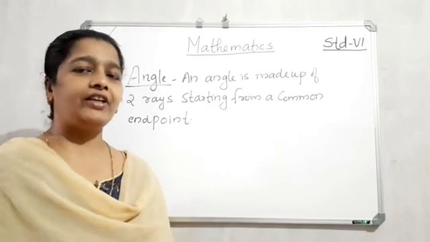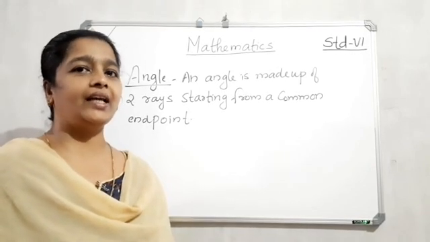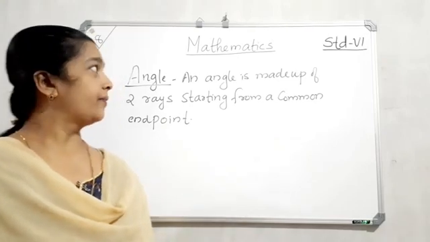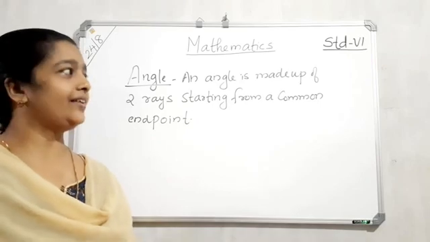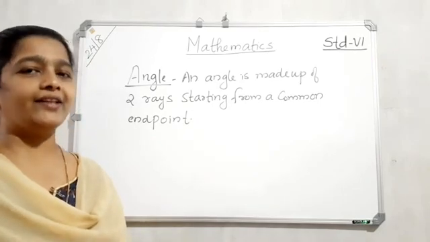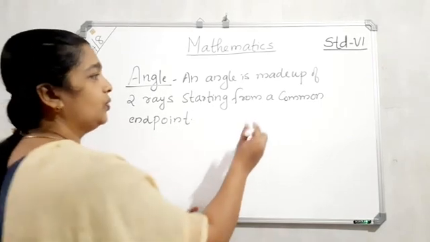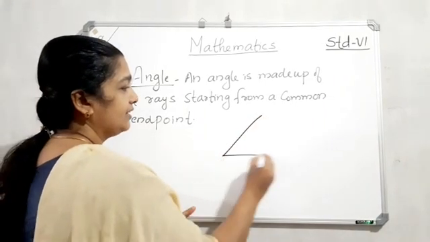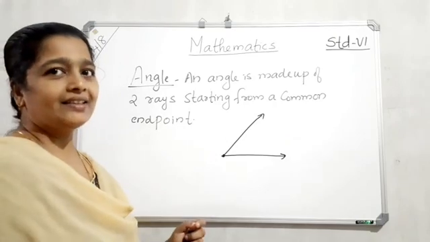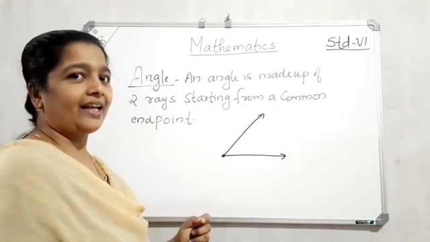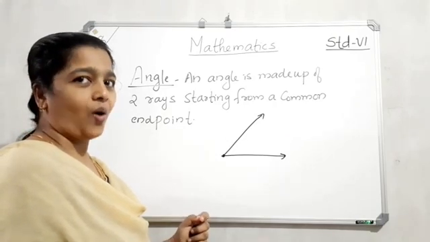What is the definition of an angle? Then how can we find the angle? So an angle is made up of two rays starting from a common end point. So I will draw two rays. Listen, two rays starting from a point. Clear? So what is a ray? A ray starts from a fixed point.